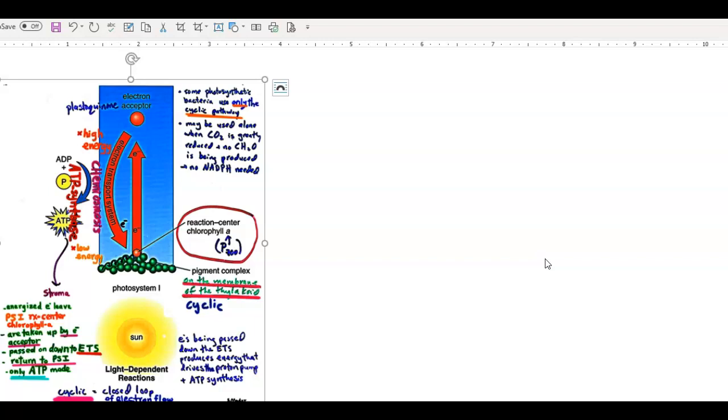Anybody? Pigment. And then it is going to optimally absorb light at 700 nanometers. So cyclic electron flow is going to go around and around and around. The electron may never leave. It's a closed loop. The electron is used over and over and over again.